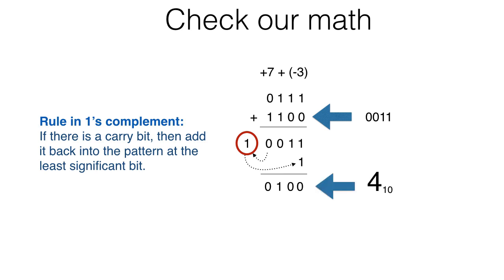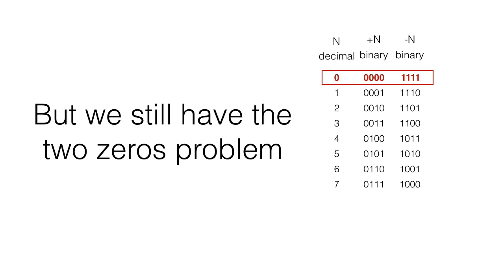Is that a 4 in binary? You better be shaking your head up and down. Yes. Success. We just validated. This works. Huh, okay. But we still have the two zeros problem. Oh. All right, so what do we do with that? Well, we need one more step.